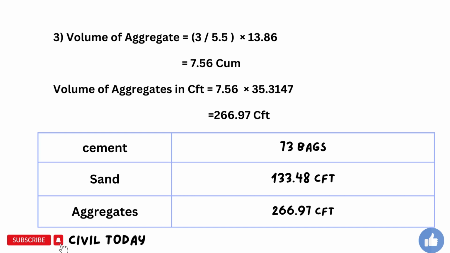We need to convert this also into cubic feet. Similarly, we multiply the value 7.56 by 35.3147, and we get 266.97 cubic feet. And if we talk about the final values, we have to use 73 bags of cement, 133.48 cubic feet of sand, and 266.97 cubic feet of aggregates.